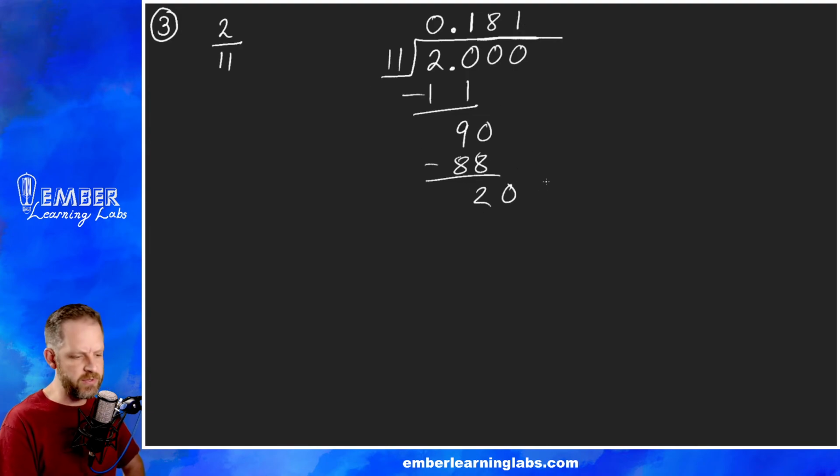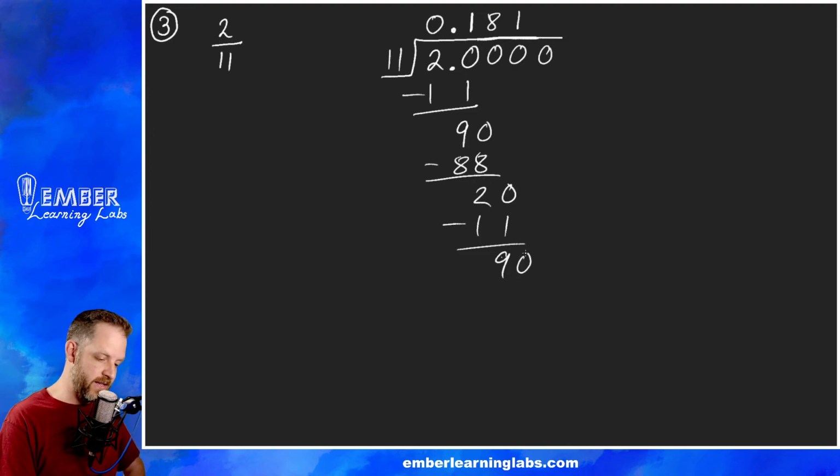You might start to see what's happening already. 1 times 11 is 11. We subtract that. We get a 9 again. I almost wrote 8 again. And then we add a 0, bring it down, and we get 88. And then we're going to get 2.